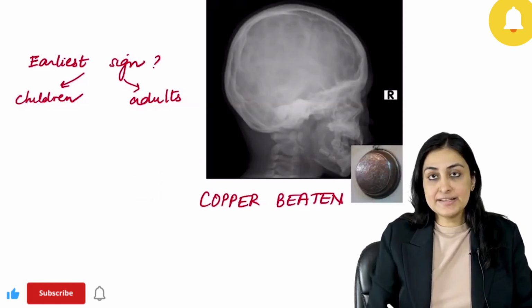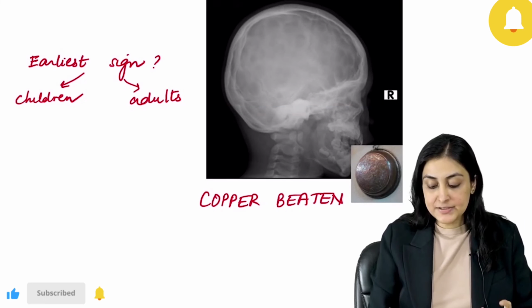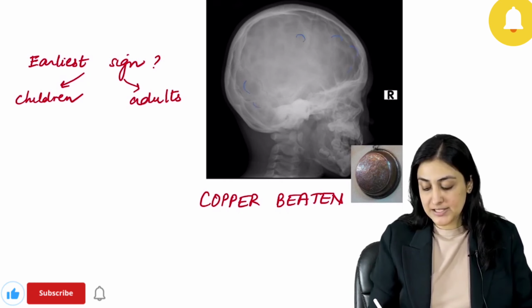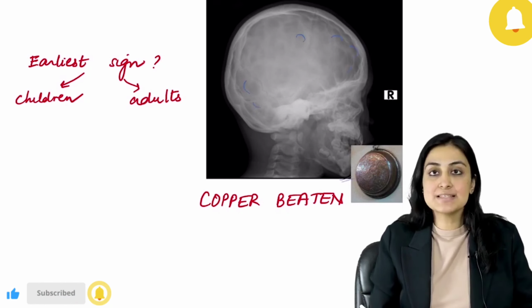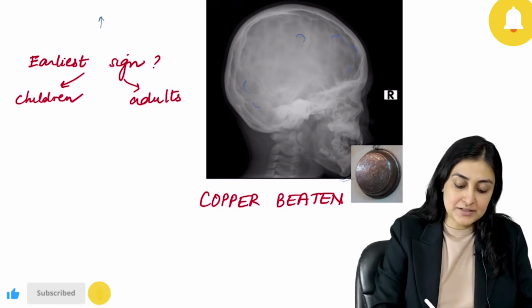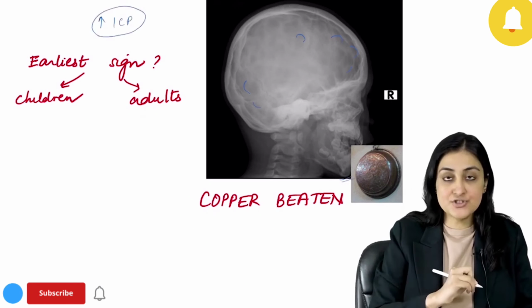So here, looking at the next X-ray, what can you find? Here the skull is showing these diffusely increased convoluted markings, right? Multiple convoluted markings which resemble a copper beaten vessel. So this is called copper beaten sign, and this is associated with raised intracranial pressure.